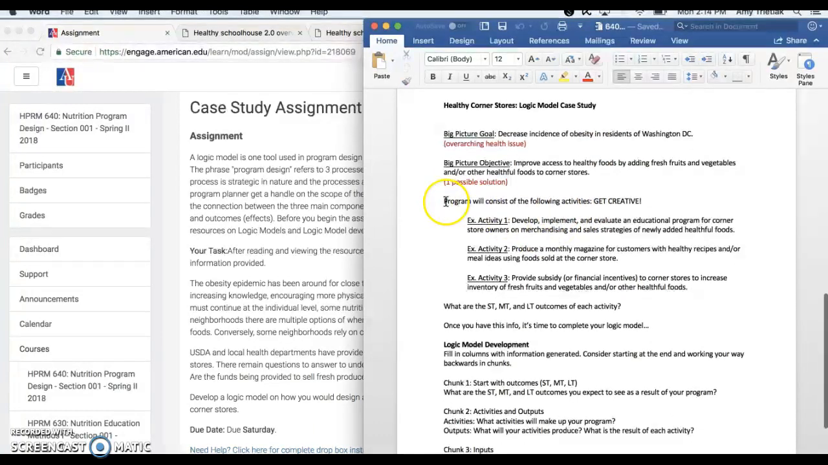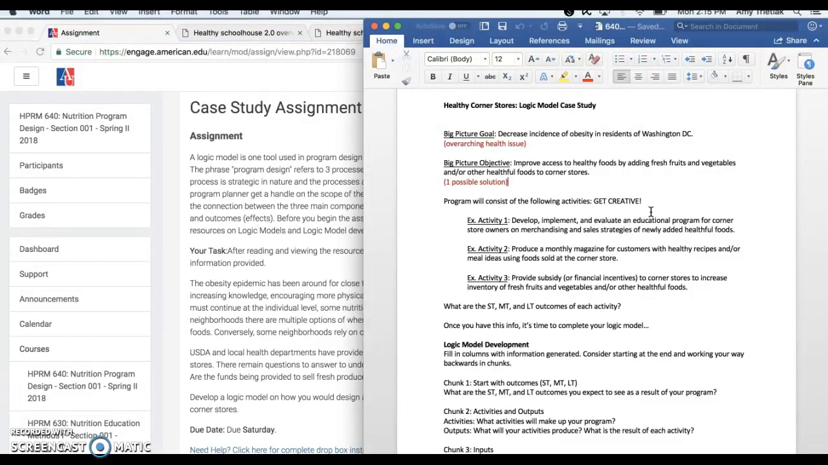Now, this next section is where I wanted you to get creative and to think of some potential activities or programs. So what are the activities that would make up your program for how you would improve access to healthy foods through the corner stores? There's a lot of ways we could go about this. So in this case, what I wanted to see in your logic model is for you to get creative and to start to think of some ways that you could approach this issue.